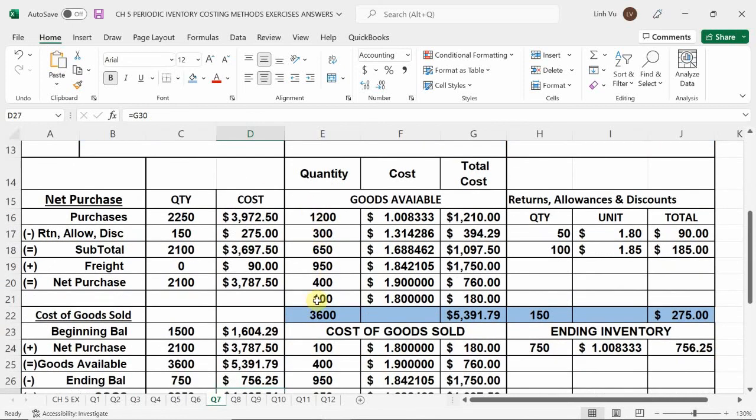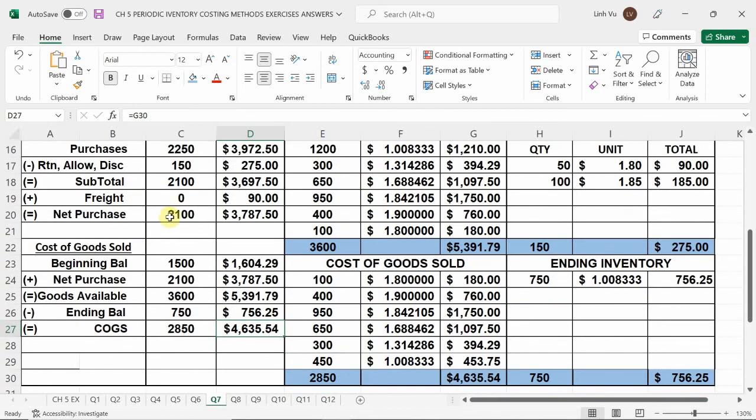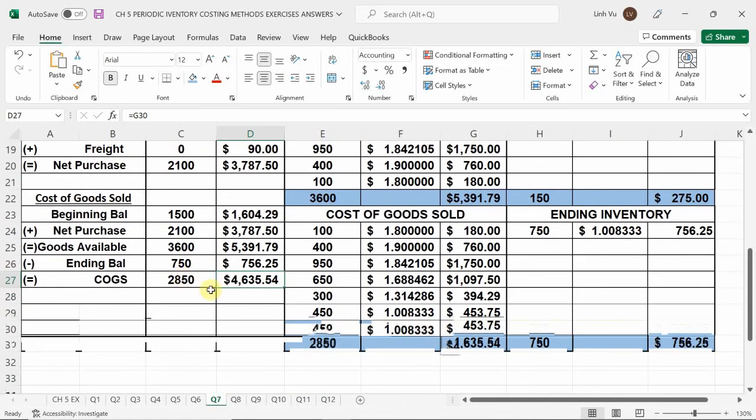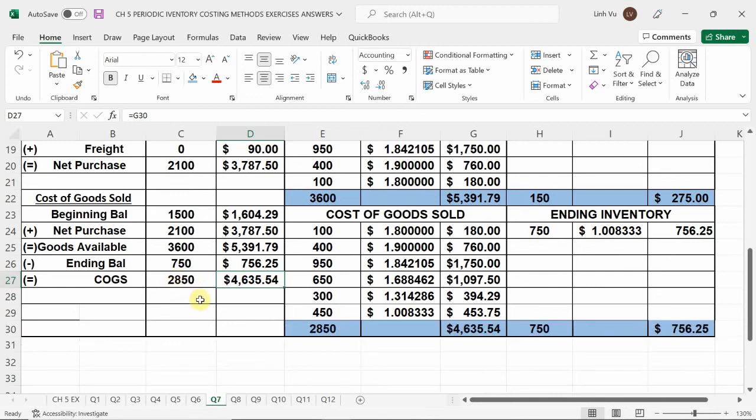rewind. Going back here at the 3,600, right? If you know your net purchases was 2,100 units at $3,787.50, you could have taken that immediately and just knew that, okay, that means I have 650 units left to sell. You could have easily done that as well. You didn't have to go through all of this because at the end of the day, all your net purchases are pretty much going to be gone, right?